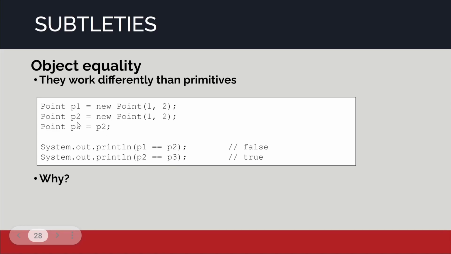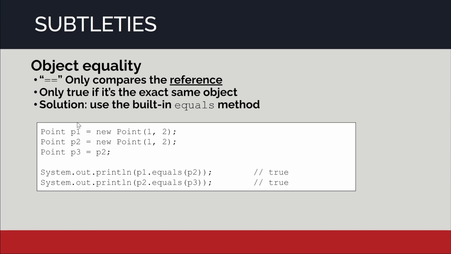The problem is that we're using the wrong equals. We're using the equals that should be used for primitives, for the values equals. When you try to apply this to objects, it's only going to compare the reference. If you remember with objects, when we say point P1 equals new point, P1 is just a reference to the point that's floating out in memory somewhere. It's just pointing to it. It's an address. And so when we check equals equals against multiple variables for objects, we're checking to see whether the references are the same.